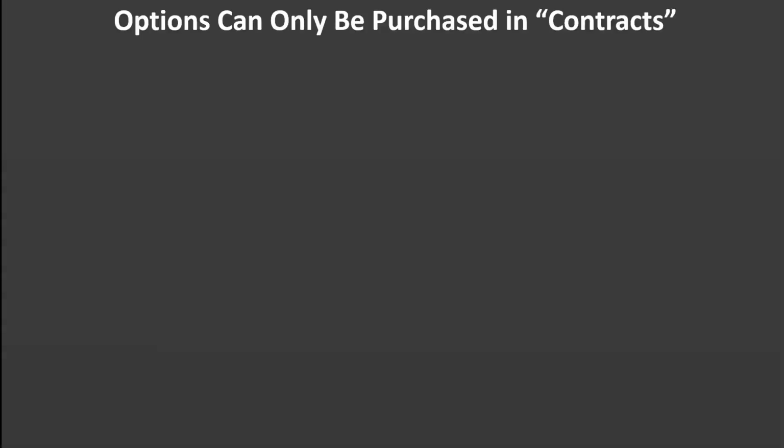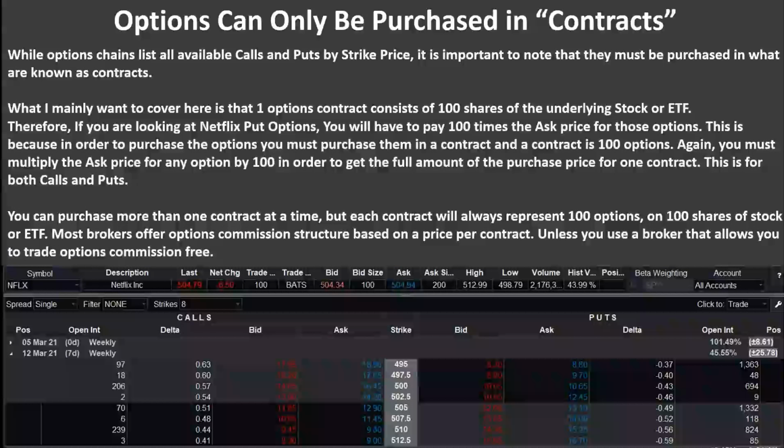All right, so options can only be purchased in contracts. While options chains list all available calls and puts by strike price, it's important to note that they must be purchased in what are known as contracts. Now, there's nothing additional you need to do here. You'll just notice that this reflects in your order bar when you go to purchase an option.